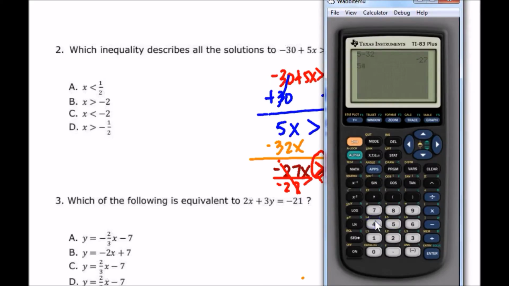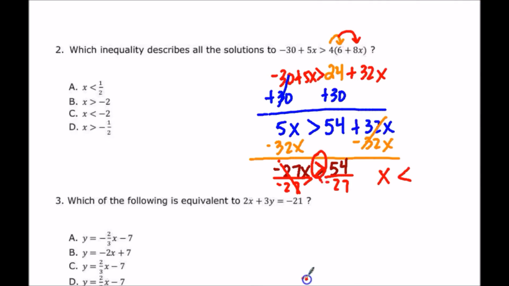I'm not afraid to use my calculator. 54 divided by negative 27. Press enter. I get negative 2. Okay, so negative 2. Can I do anything else here? Nope. So x is less than negative 2, so I go look at my answer choices.